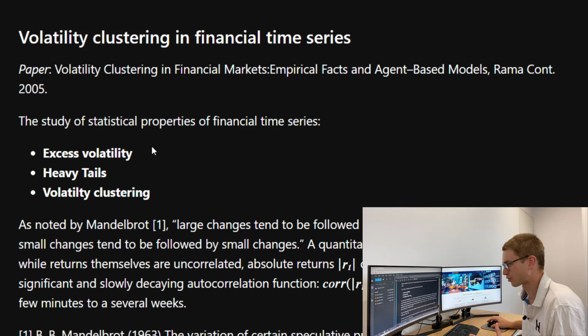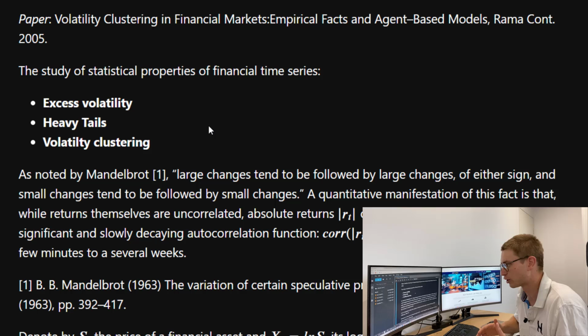Now, volatility clustering, what is that? Essentially, Mandelbrot described it as large changes tend to be followed by other large changes of either sign, and small changes tend to be followed by small changes. A quantitative manifestation of that fact is that while returns are uncorrelated, and we'll show that in a second, absolute returns or their squares display a small positive correlation. This is significant and slowly decays.